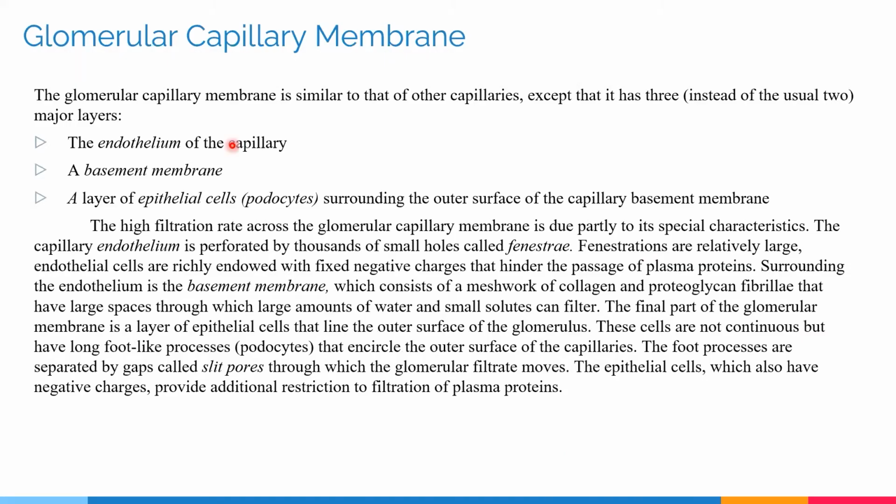Next, we look closely at the glomerular capillary membrane itself. The glomerular capillary membrane is similar to that of other capillaries, except that it has three instead of the usual two major layers. The layers include the endothelium of the capillary and the basement membrane, both of which are present in normal capillary membranes as well. But there is an additional third layer, a layer of epithelial cells known as podocytes, surrounding the outer surface of the capillary basement membrane.